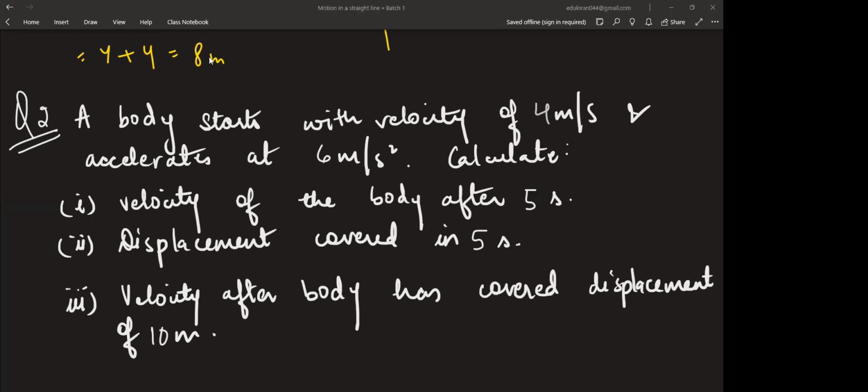See, this says that a body starts with a velocity of 4 meter per second and accelerates at 6 meter per second square. Same question, class, just the values have changed. I want answers from you. See, it's similar to the previous part. Class, I'm giving you 3 more minutes, okay? Exactly at 50 I'll ask. Please share your answers.